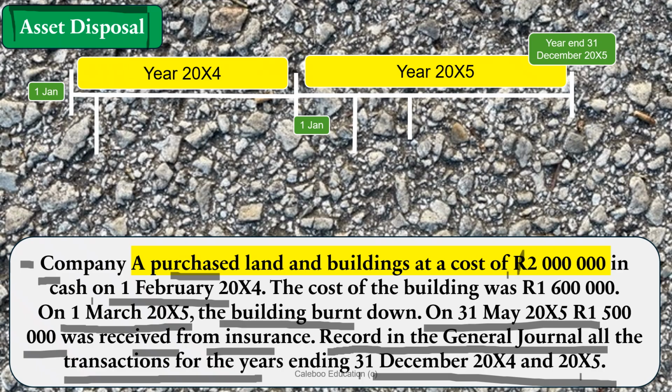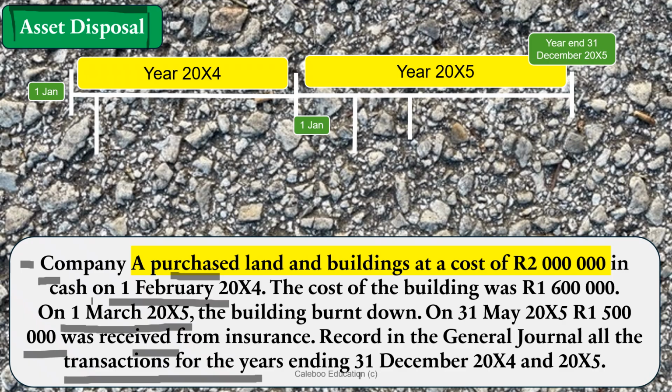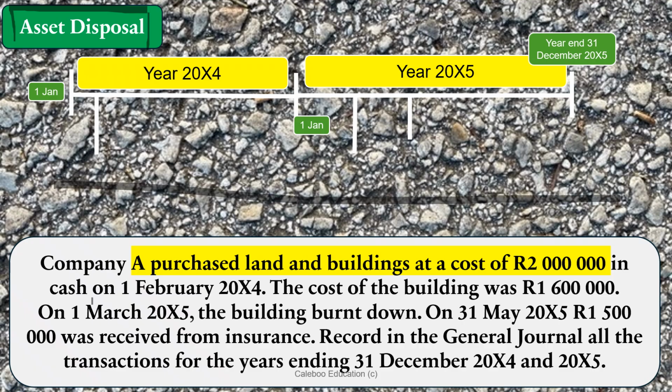Now this is slightly different to your normal asset disposal, because there was a fire and the building that was purchased for 1.6 million burnt down. It was insured, and the insurance paid out 1.5 million. What I do is draw up a timeline as I have here, and fill in all the bits of information.